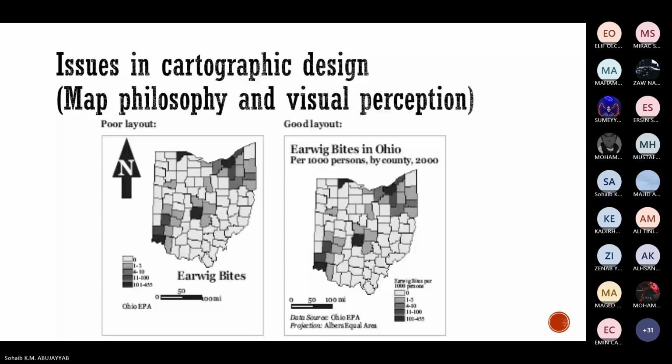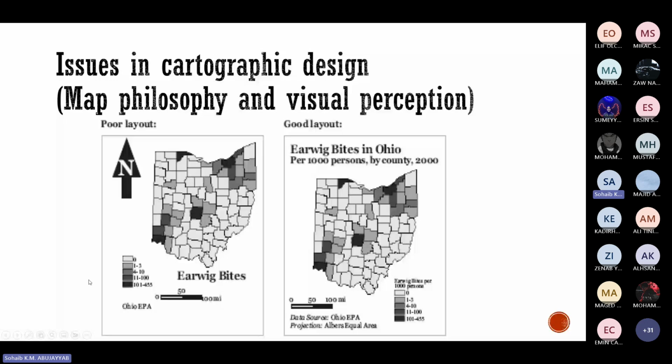In the poor layout, for example, I cannot understand directly what the target is. I need to search. While in here, the title or the objective of the map is clear, and I can directly see it on the top of the map. While in here, I need to find where is the title. Where is the title?